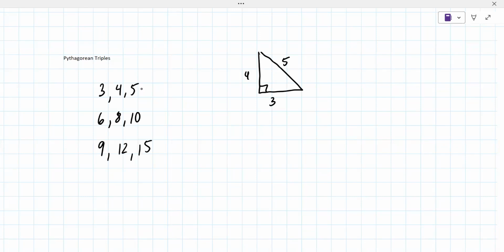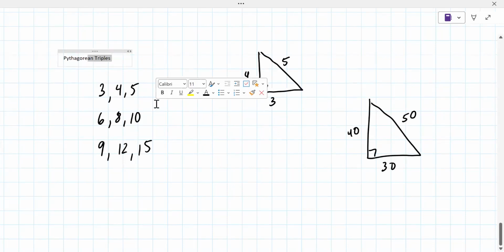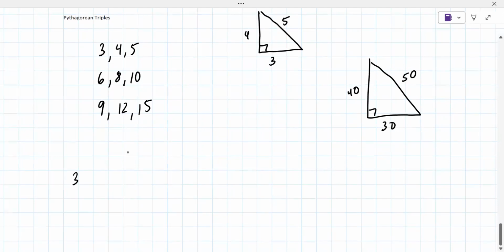You see this a lot. Like you'll see, it'll say something like 30, 40, and then you have to figure out that this side is 50. See the 3, 4, and 5 there? Yeah, I see it. Okay. Now, this 3, 4, 5 is the base Pythagorean triple.